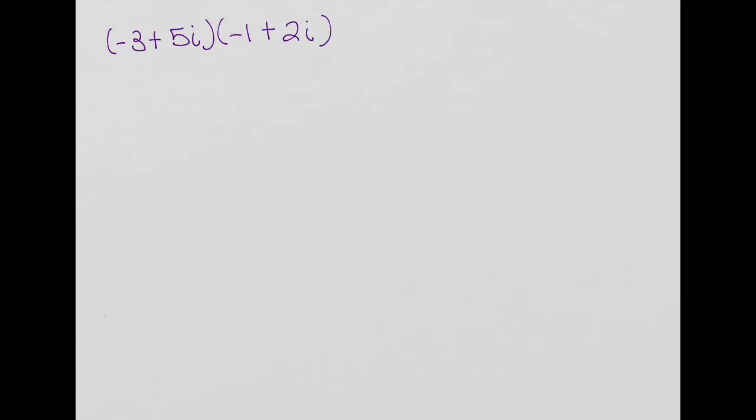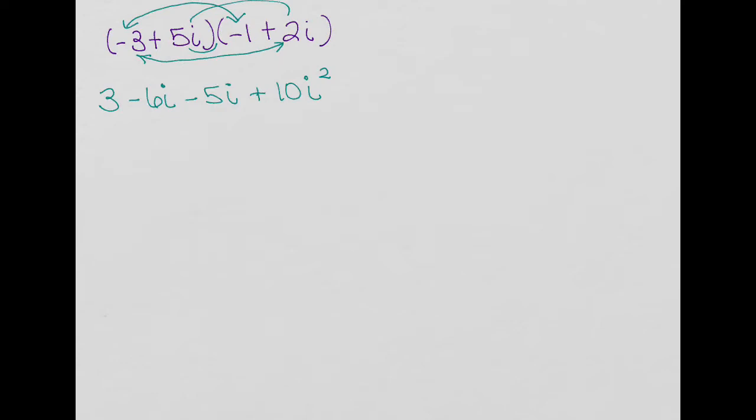Okay, so this one we are going to be foiling. And so hopefully you remember how to foil. Nothing changes about it. We just have complex numbers here. So negative 3 times negative 1 is 3. That's your first terms. And then your outside terms, negative 3 plus 2i is negative 6i. And then our inside terms, 5i times negative 1 is a negative 5i. And then your last terms, it's going to be a positive 10i squared.